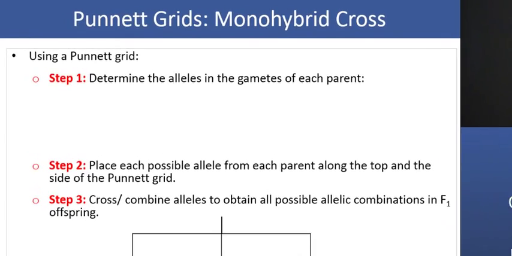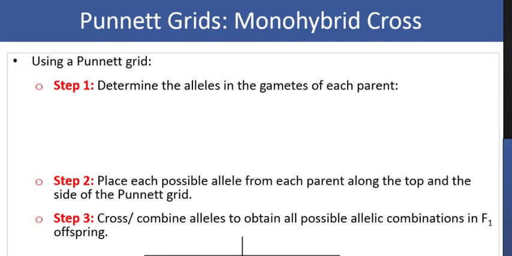In the first step, we are going to determine the alleles that are in the gametes of each parent. We've been given the parental genotypes. We've been told one of the plants is homozygous dominant for tallness, so we're going to use the capital T to denote the dominant allele for tallness. Because it's homozygous dominant, it's going to have two of those. And we've been told the pure breeding dwarf plant, which it's crossed with, is homozygous recessive, so it's got two of the recessive alleles denoted by a small t for dwarfism.